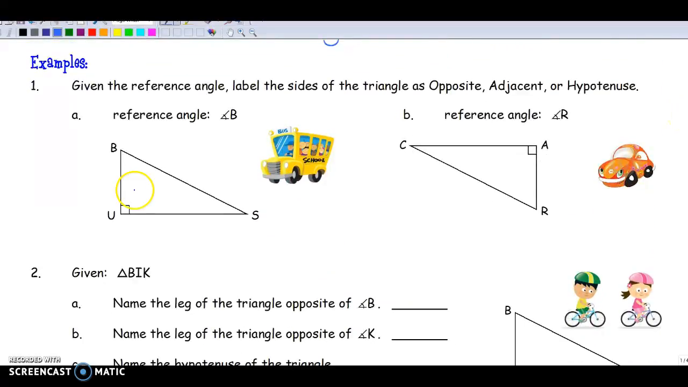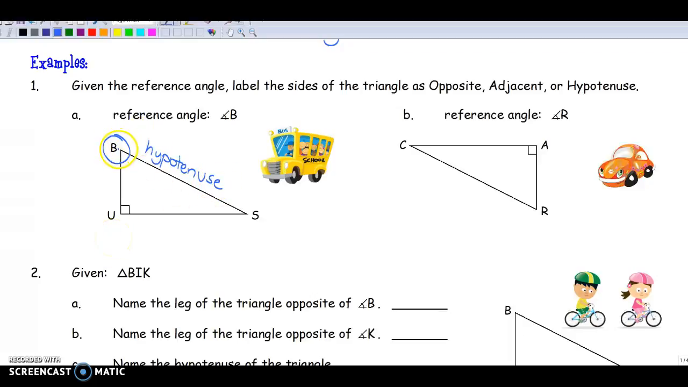Given the reference angle, label the sides of the triangle as opposite, adjacent, or hypotenuse. So the reference angle for this guy is angle B. So I'm going to just circle angle B. The hypotenuse is going to be the easiest one because we all know where the hypotenuse is. It's always across from the right angle. So this side is the hypotenuse. Then we've got opposite and adjacent.